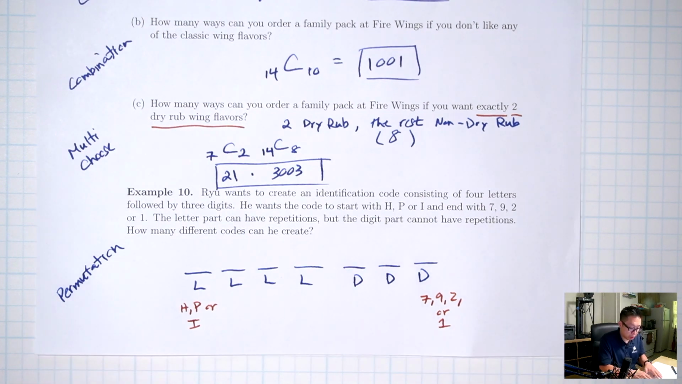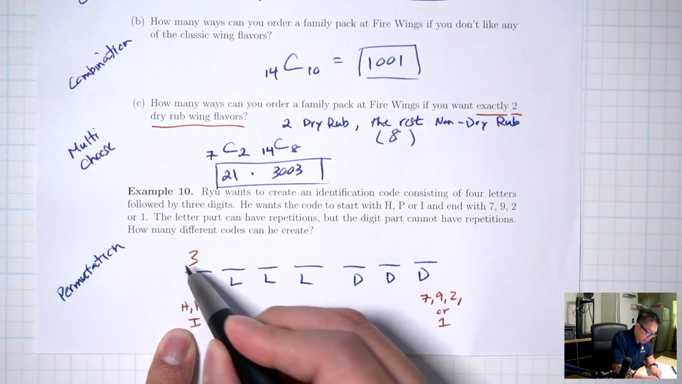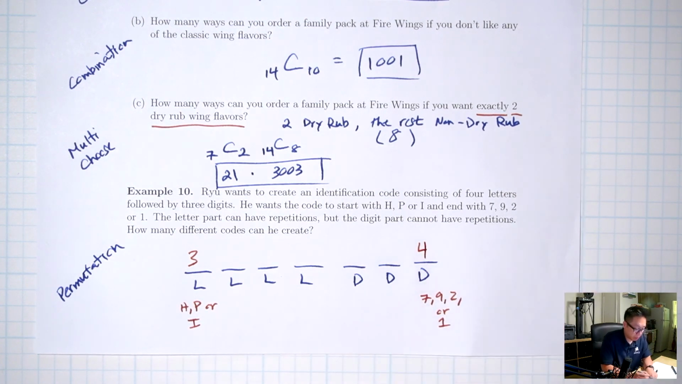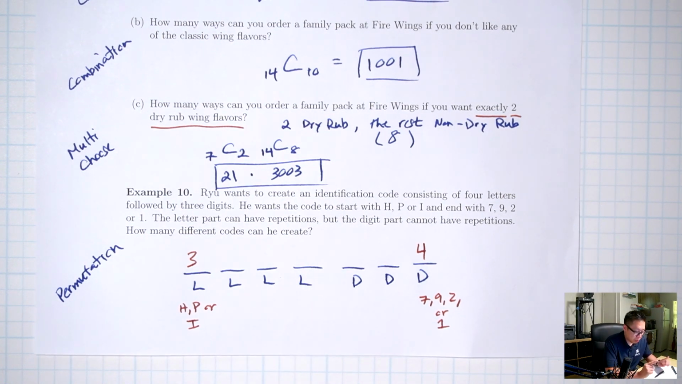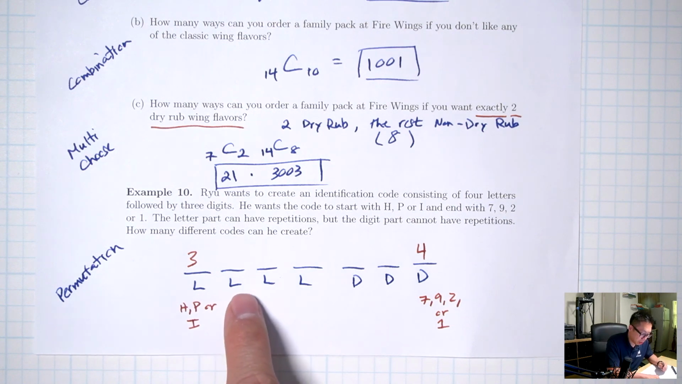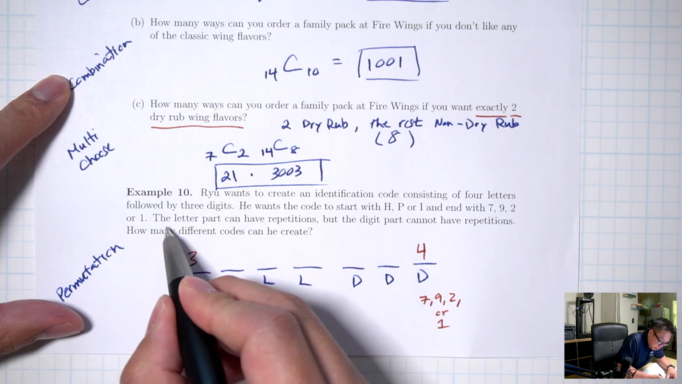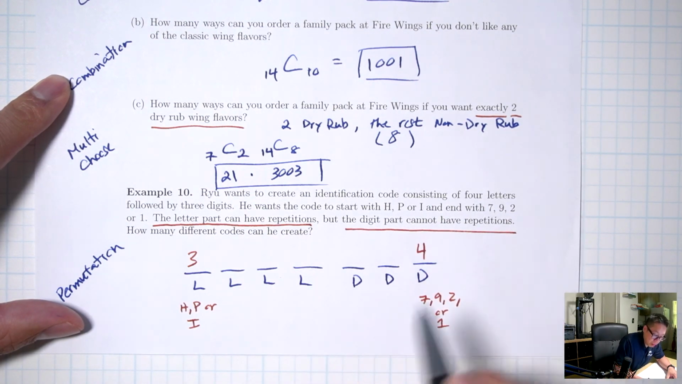So if you have restrictions here, I want to start with the restricted blanks first. First blank, I want H, P, or I. That's 3 options. Last blank, 7, 9, 2, or 1. That's 4 options. And then now the letter. Now, I also need to pay attention to whether I'm allowed to repeat or not, right? Because if I'm not allowed to repeat, I have to remember to reduce. Okay, letters. The letter part can have repetitions. The digit part cannot have repetitions.